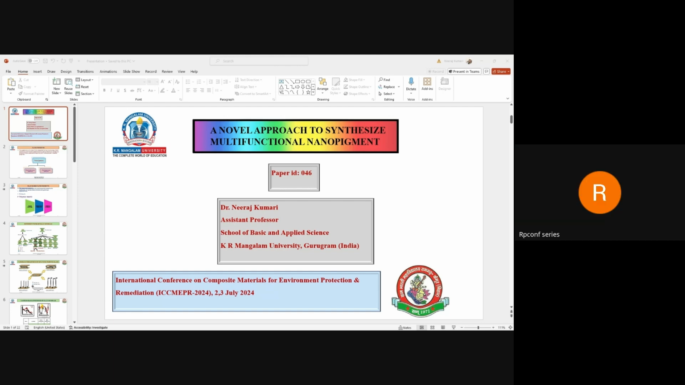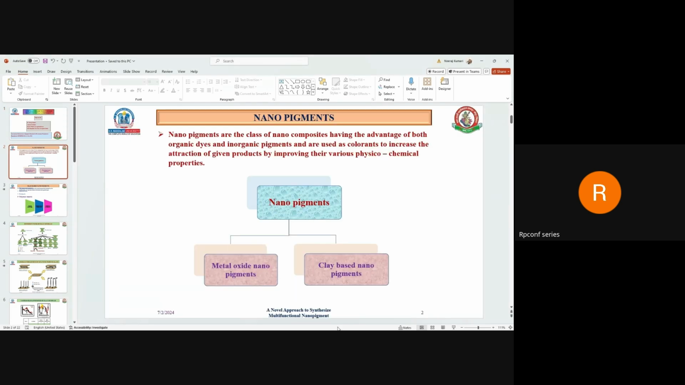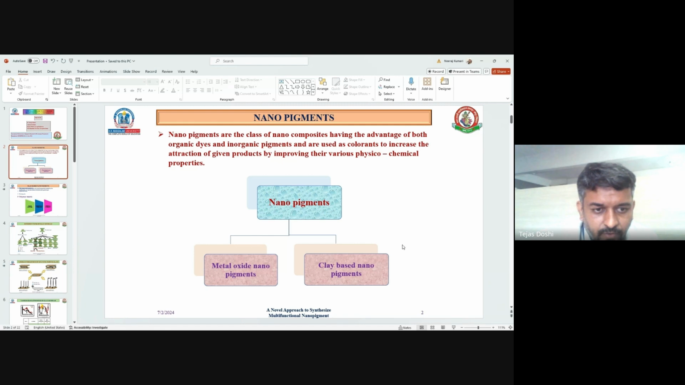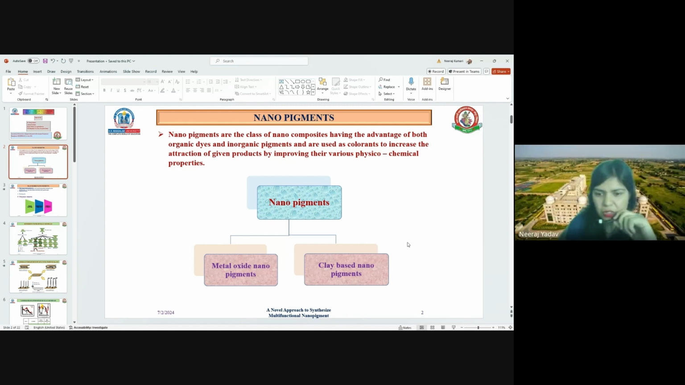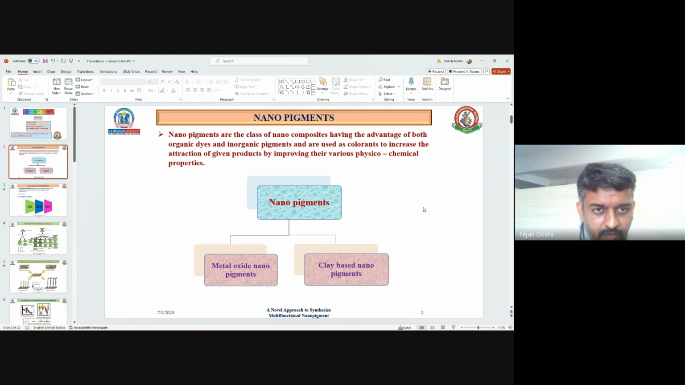Ma'am, your slides are not moving. You have to just click on the slide. Yeah, now it is moving. Fine. Okay. So this is the second slide, no? Second slide is showing, yeah.